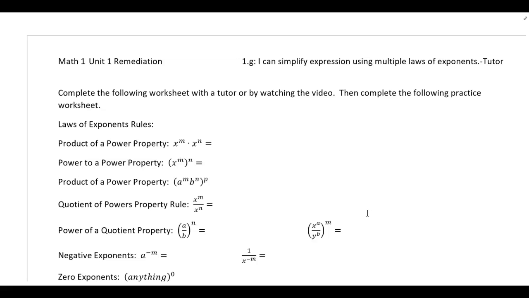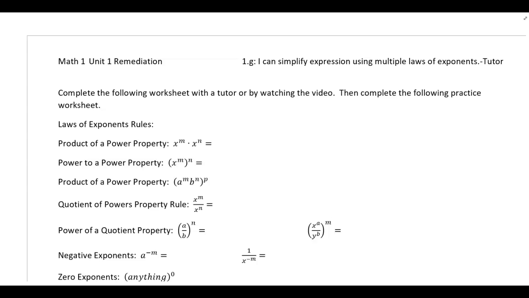1.g is I can simplify expressions using multiple laws of exponents, right? And with this brings everything in this chapter together, right? So, you really have to know your properties inside and out.